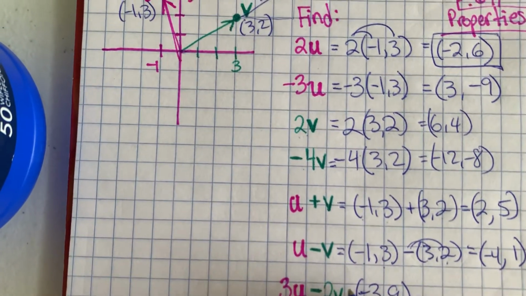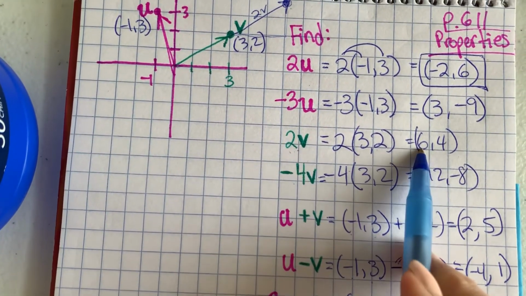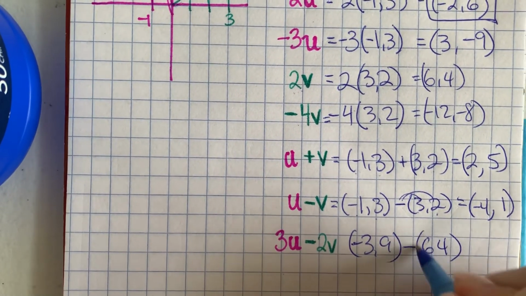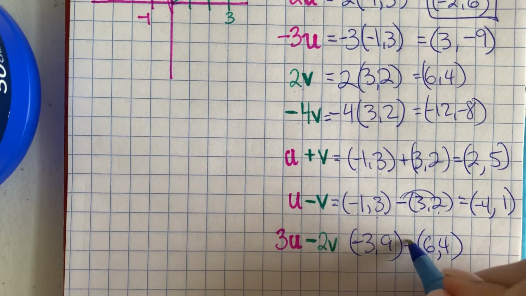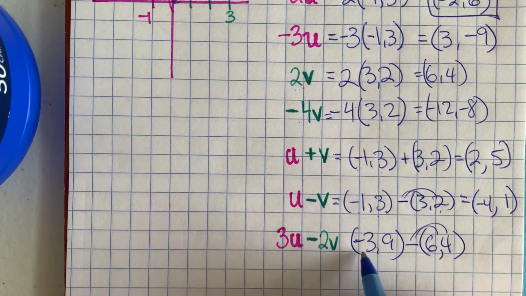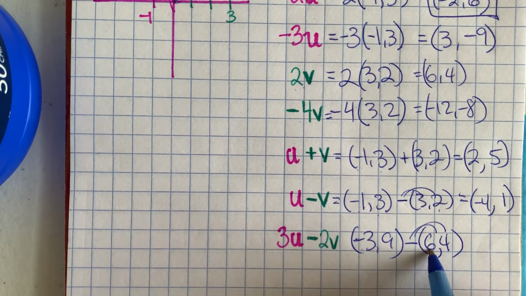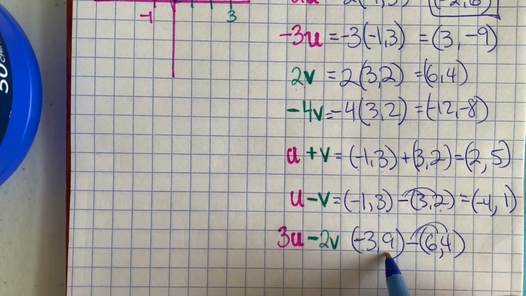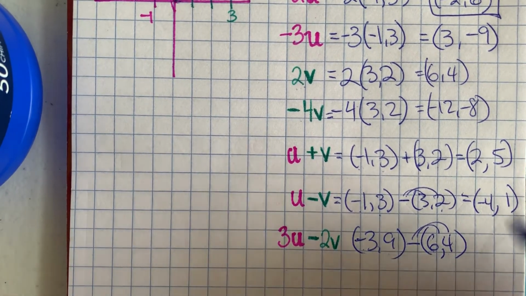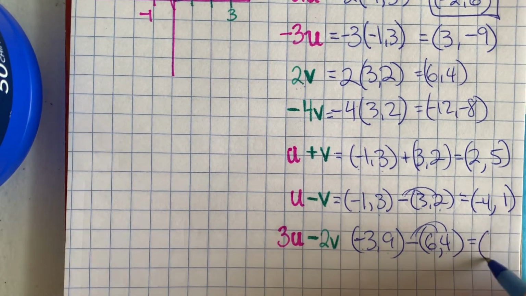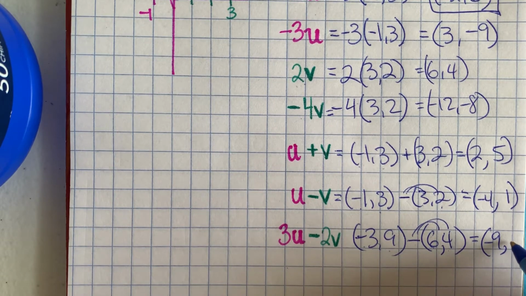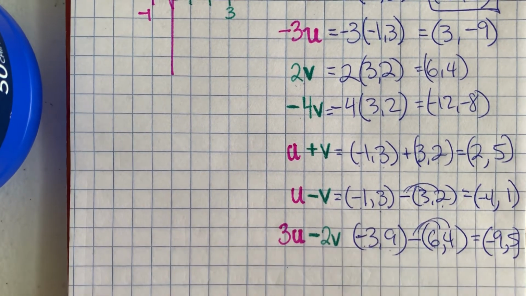And we're going to minus 2v. We already did a 2v. It was a 6 and a 4. So let's subtract 6 and 4. And either think of it as distributing that negative, or a1 minus a2 and b1 minus b2. So we have a negative 3 minus 6, negative 9. 9 minus 4 is a 5. All right.